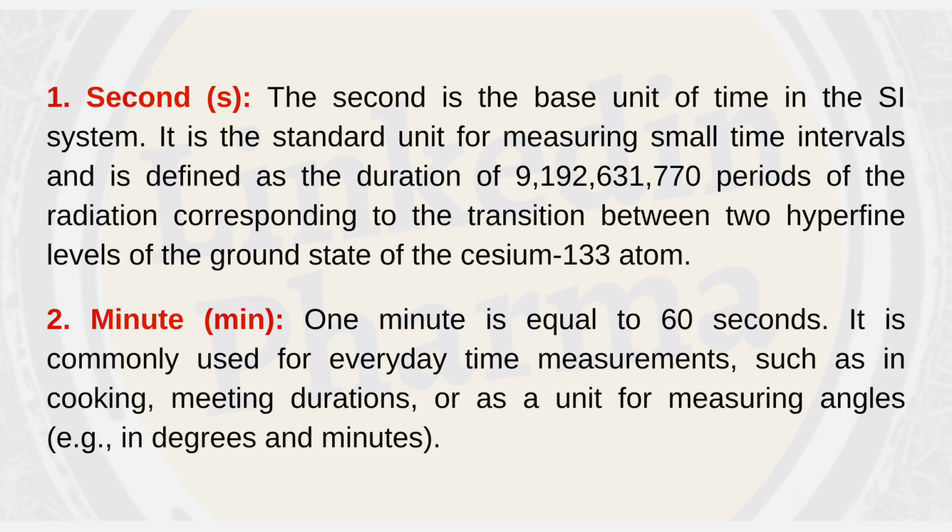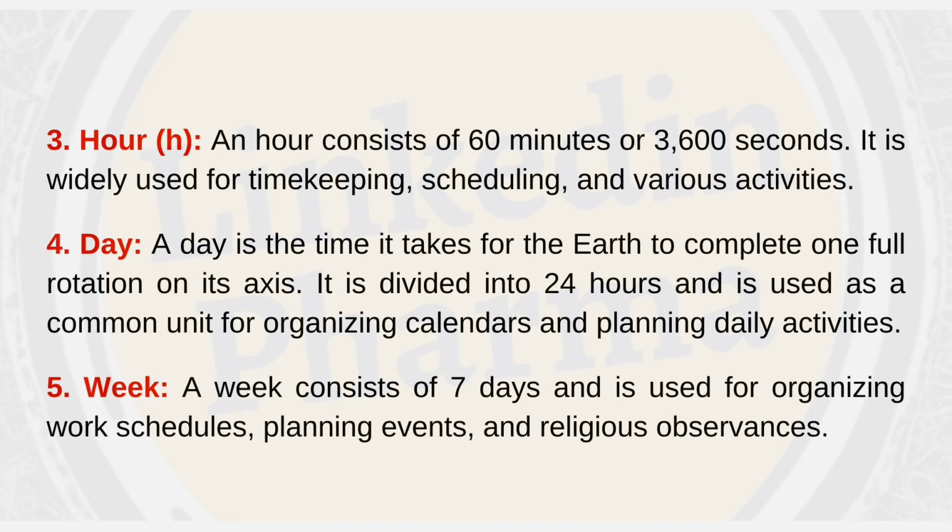It is commonly used for everyday time measurements, such as in cooking, meeting durations, or as a unit for measuring angles, for example, in degrees and minutes. Hour. An hour consists of 60 minutes or 3,600 seconds. It is widely used for timekeeping, scheduling, and various activities.